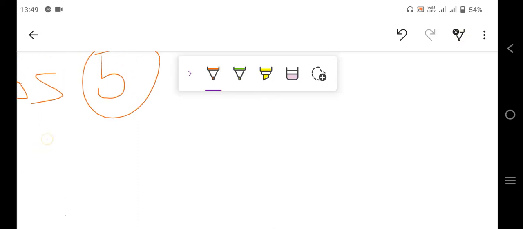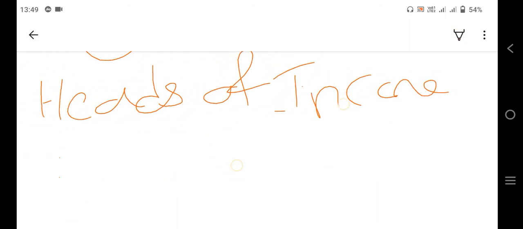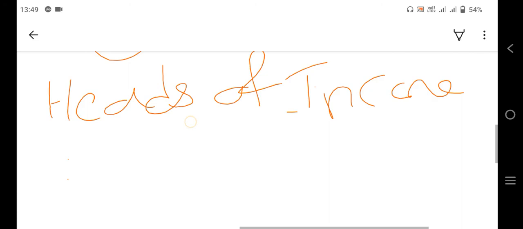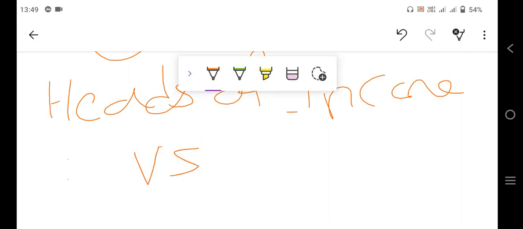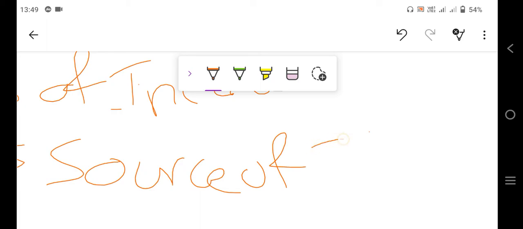Next, heads of income and source of income. What is the distinction between them? Next we discuss heads of income versus source of income.